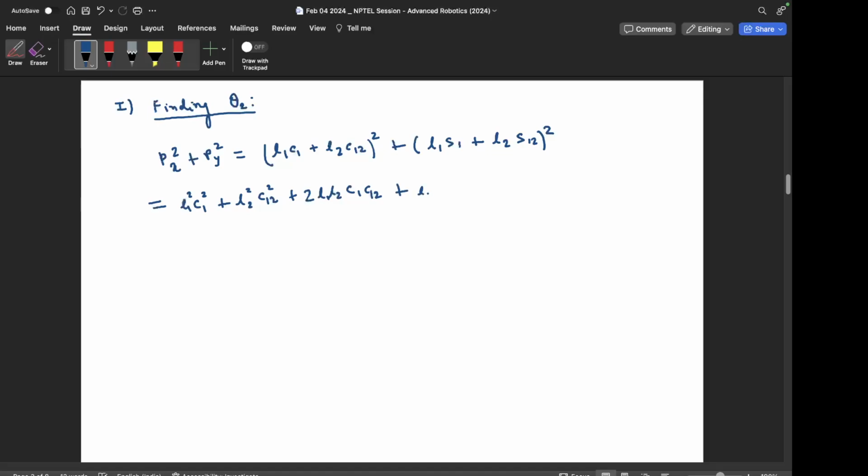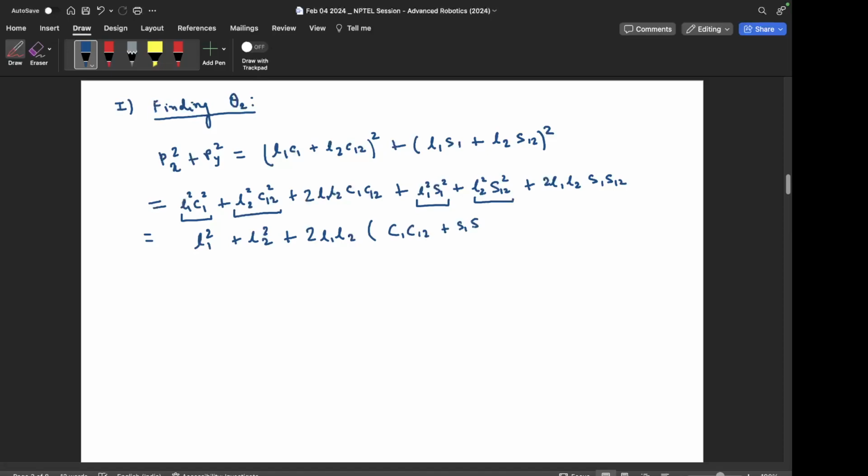Similarly for this, L1 square S1 square plus L2 square S12 square plus 2 L1 L2 S1 S12 equal to, now remember that cos theta 1 square plus sin theta 1 square is 1, so this term and this term equate to L1 square, this term and this term equate to L2 square, and what we have remaining is 2 L1 L2 common, and we have C1 C12 plus S1 S12.